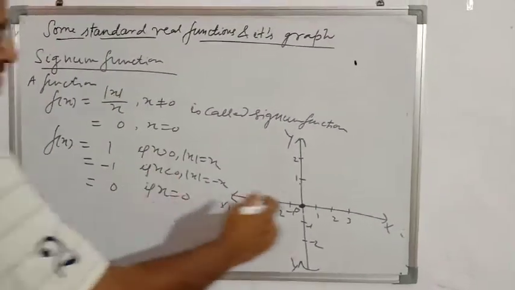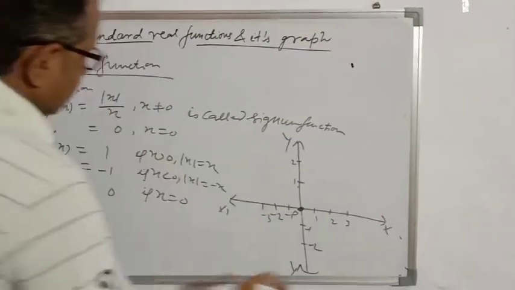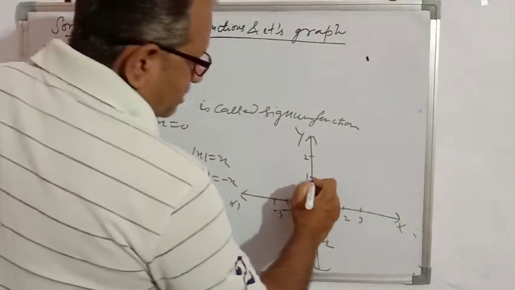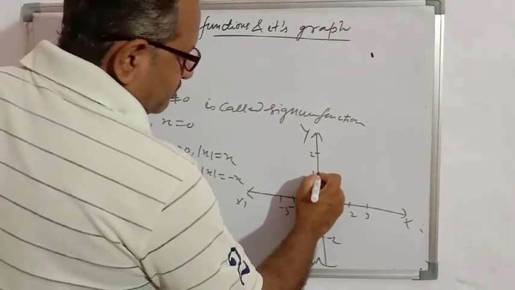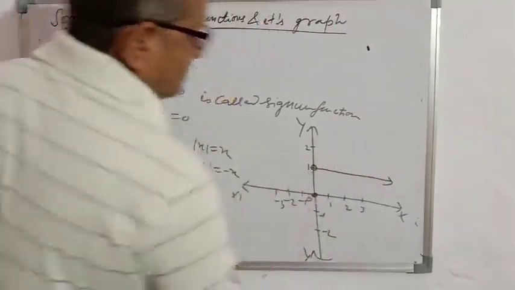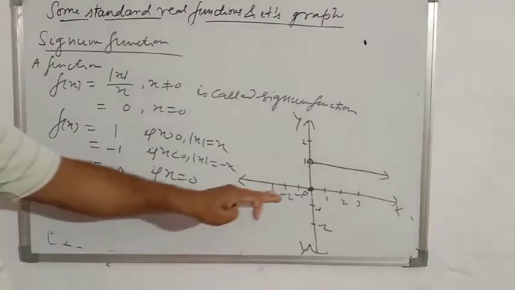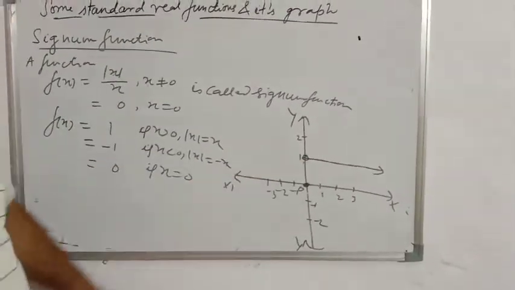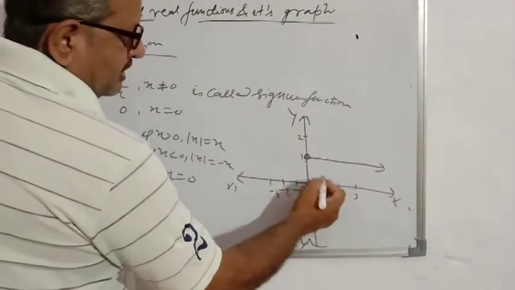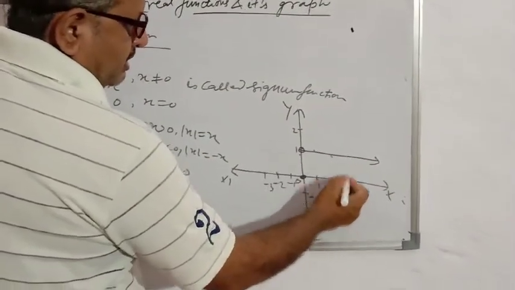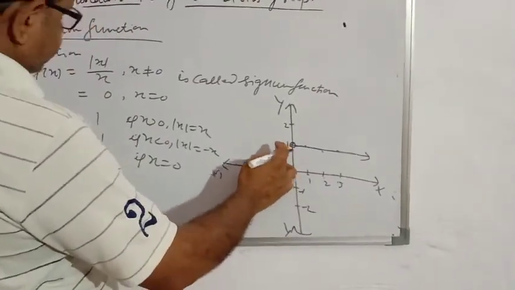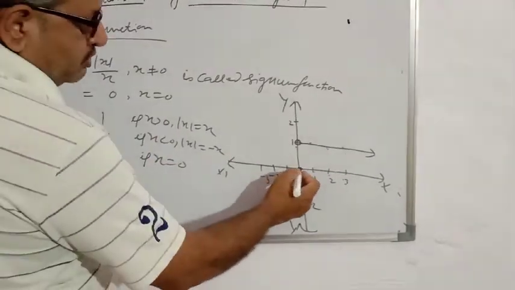But x greater than 0 means the positive direction of the x-axis. f(x) is constant 1, a constant function 1. But 1 is not included here, so we will make a blank circle here and a line parallel to the x-axis. We make a blank circle at 1 because for x greater than 0 the value is 1. At 1 it is 1, at 2 it is 1, at 3 it is 1. So for all values of x greater than 0, its value is 1. At x equal to 0, its value is 0.